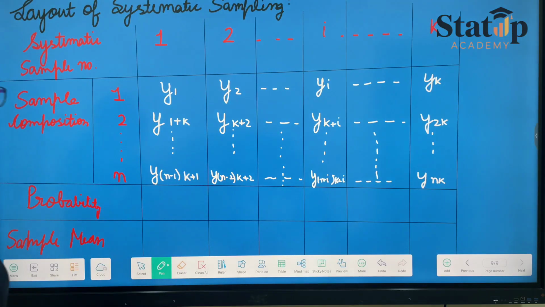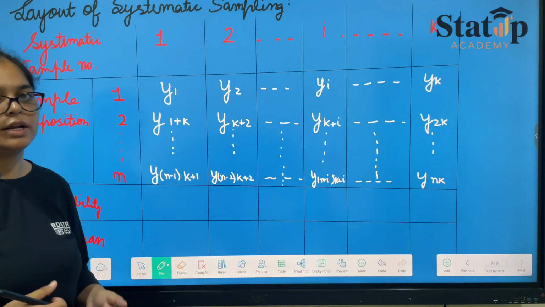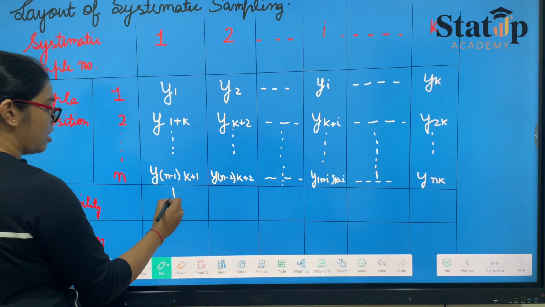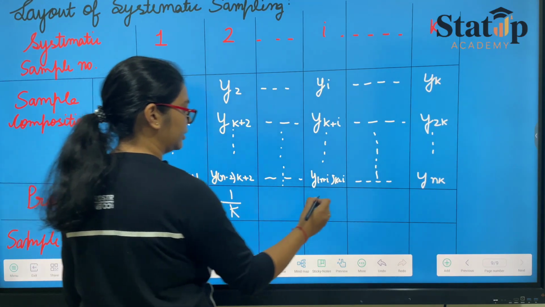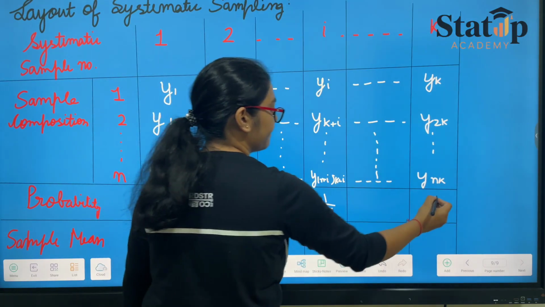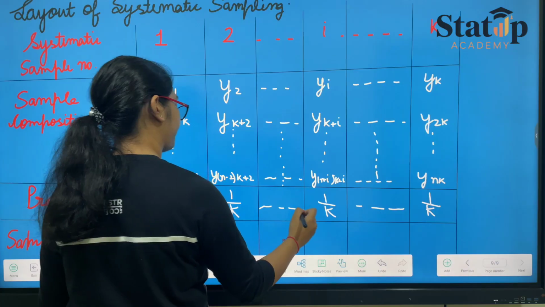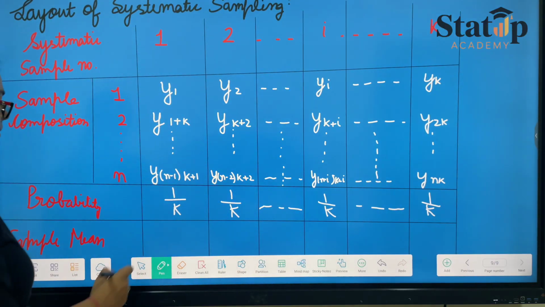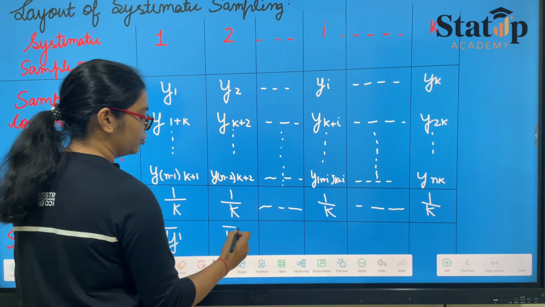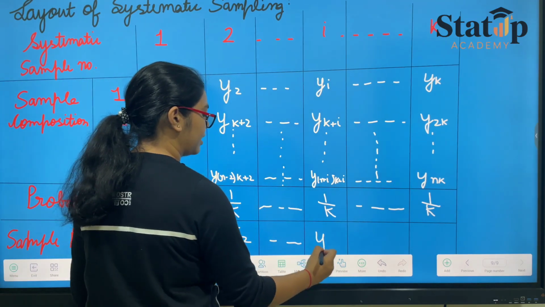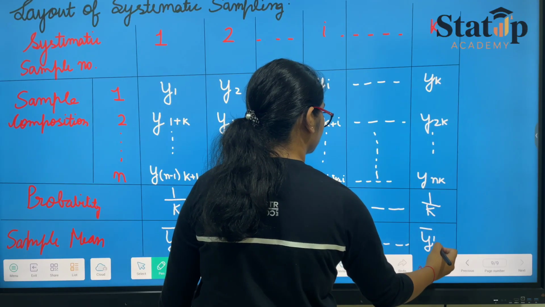So probability of selecting every sample is equal in this case because it is a special case of simple random sampling. So probability of selection of every unit is 1 upon k only. And sample mean: first one is y bar 1, y bar 2, y bar i, y bar k.